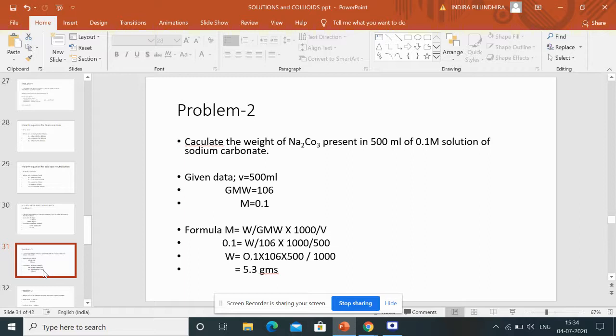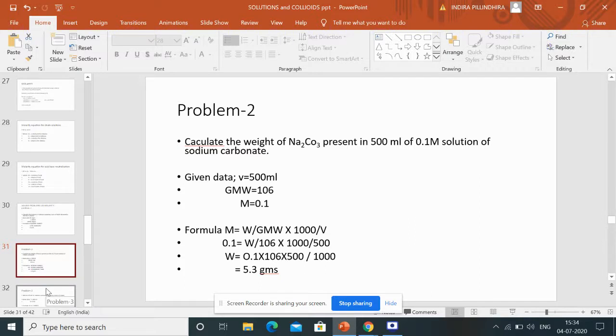So, definitely we need to find out the weight. The formula here is M is equal to W by GMW into 1000 by V. So, take out the weight because we are finding that. W is equal to 0.1 into 106 into 500 by 1000. So, when we substitute that, we will get the answer as 5.3. Because it is the weight, the unit for that is grams. Okay.